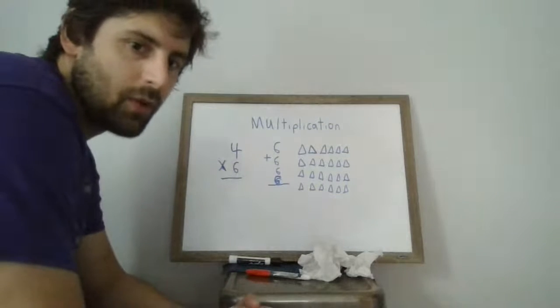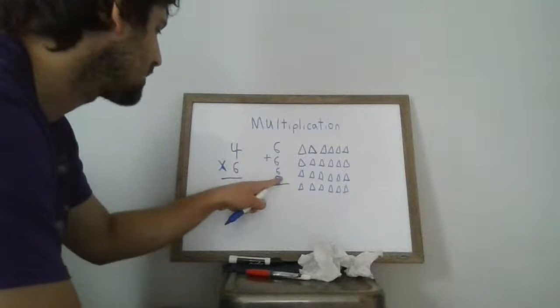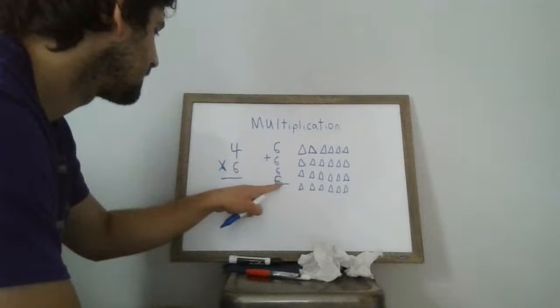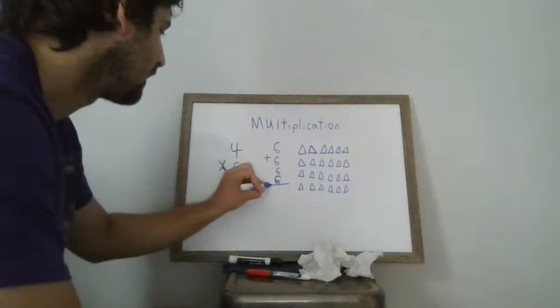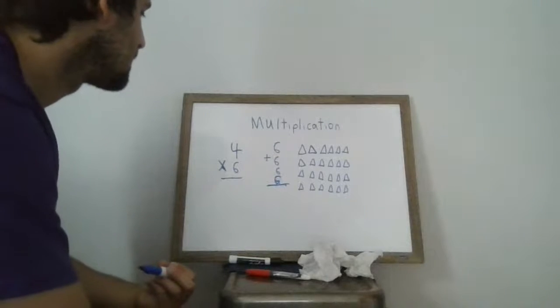So you can make your 4 rows of 6. You can count each individual triangle, and that will get you the right answer. Definitely the quickest, most efficient way to do it would be to count by 6s.